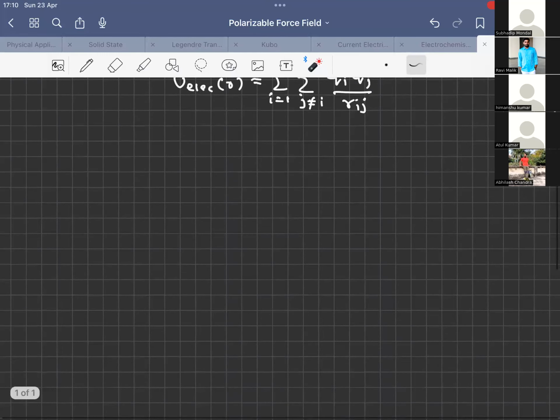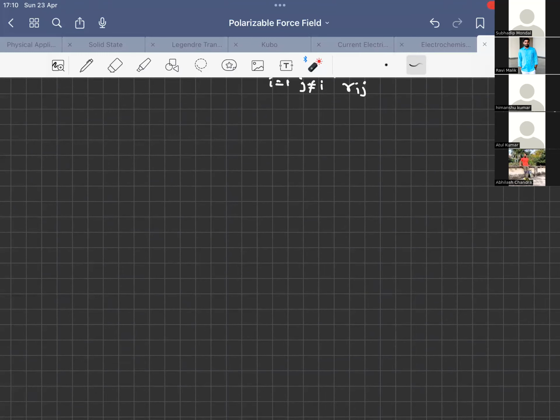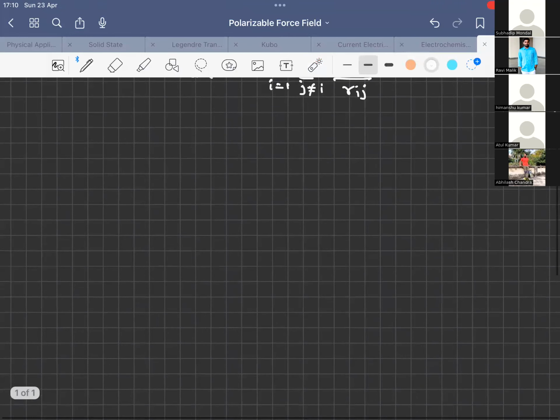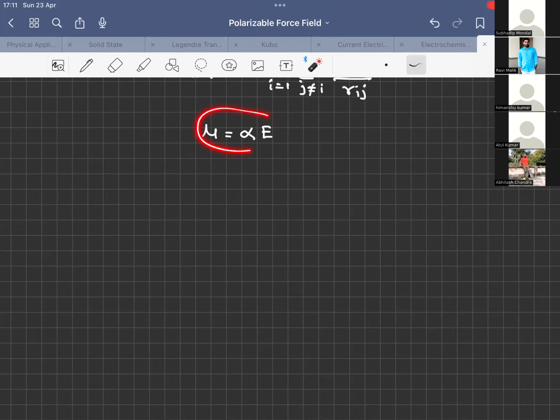As you all know, the electric dipole is linearly proportional to the local electric field, which is induced in the molecule by the environment. If the electric field is not too large, you can write that the induced dipole of the system, mu, is proportional to the electric field, and the proportionality constant is alpha. We're familiar with this type of equation: mu equals alpha times E, where mu is the induced dipole of a particular atom, and E is the total electric field.